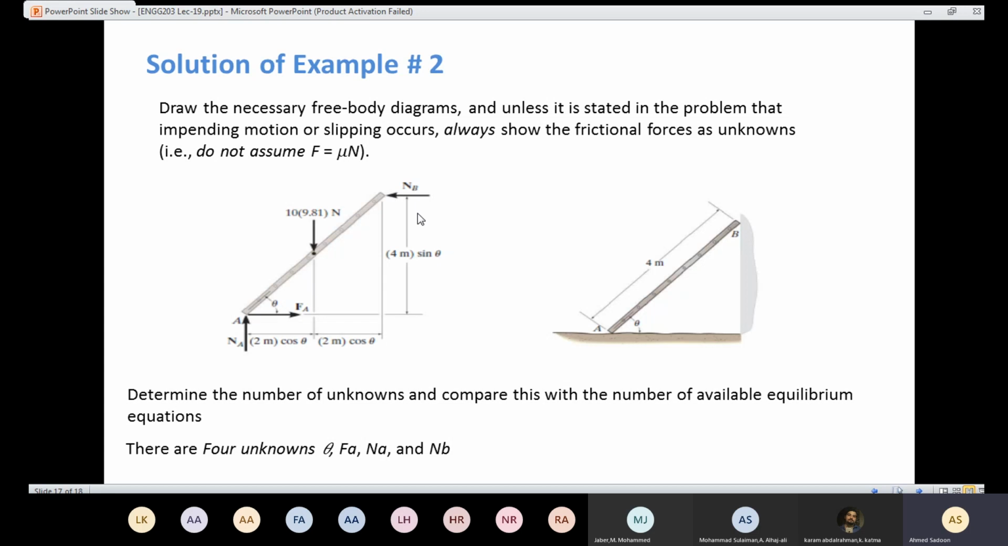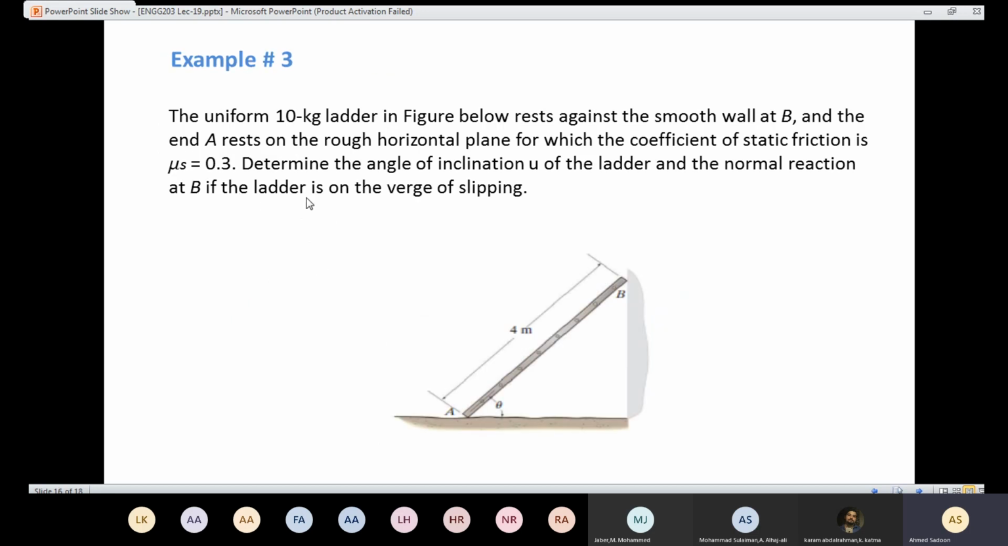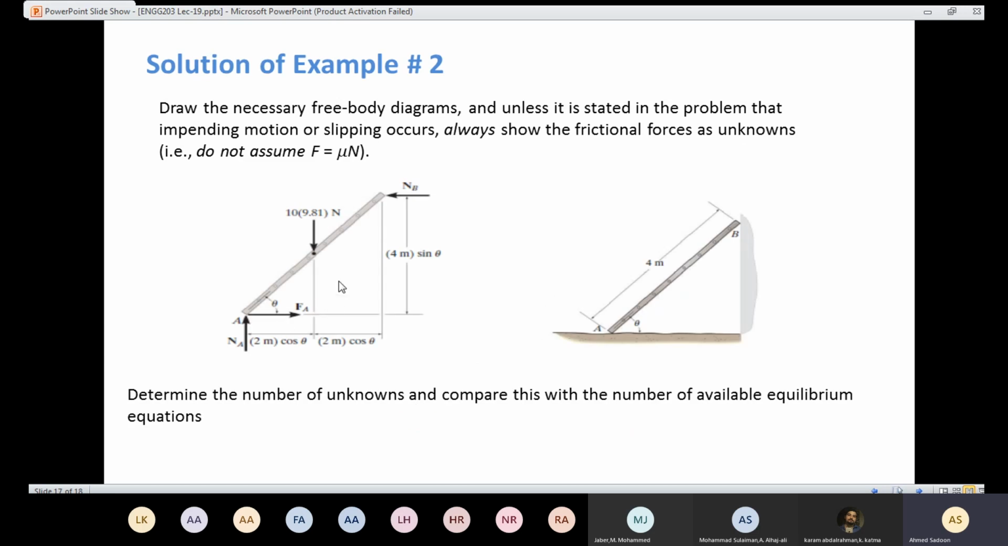In the question, they say that the ladder is on the verge of slipping. That means here the friction is going to be maximum. And if the friction is going to be maximum, that means the value here of FA is Fs. And Fs is the coefficient of friction times the normal force, and the value of N is the NA.